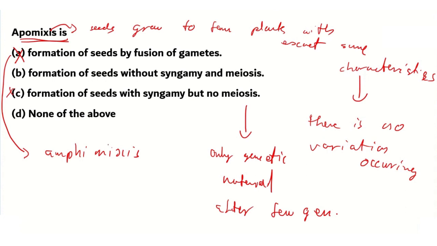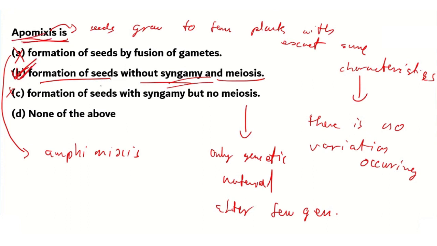So what about option B? Formation of seeds without syngamy and meiosis. If there is no meiosis, then there is no formation of gametes. Without formation of gametes, there is no fusion of gametes. That means syngamy does not occur. So the nucellus provides a cell, and that divides to form the new seed, which has the same characteristic as that of the plant. So option B happens to be the correct option and the correct definition for the term apomixis.